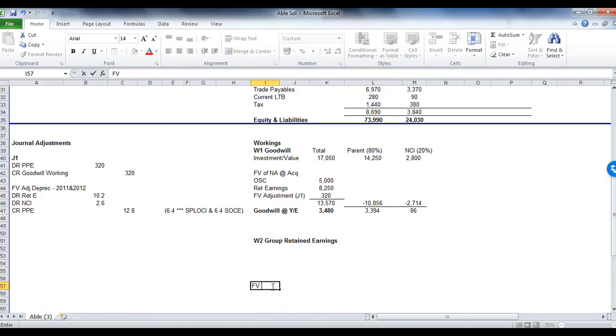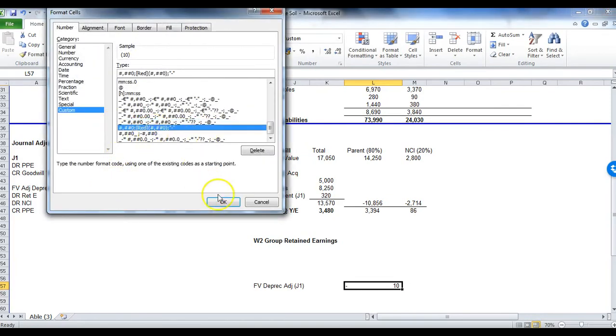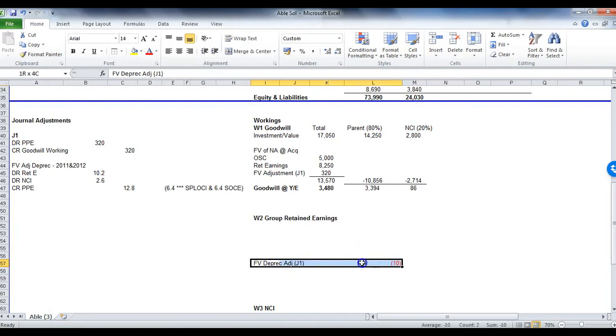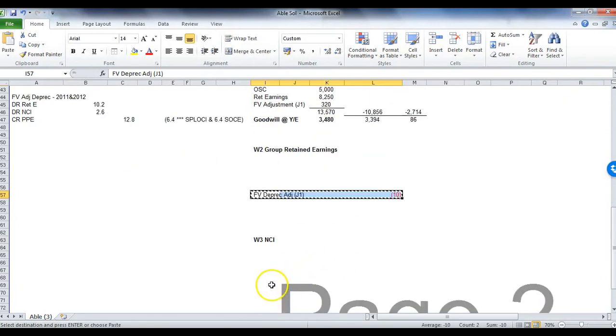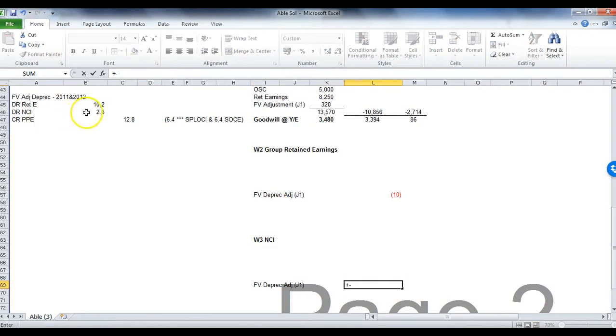Fair value depreciation adjustment, and I reference again journal 1. For group retained earnings, that's going to be a minus 10.2. So again, I'll just put that here. And similarly, I'll just slot it in for the NCI calc so I don't forget it again. And this will be a minus 2.6. So again, it's just rounding there.